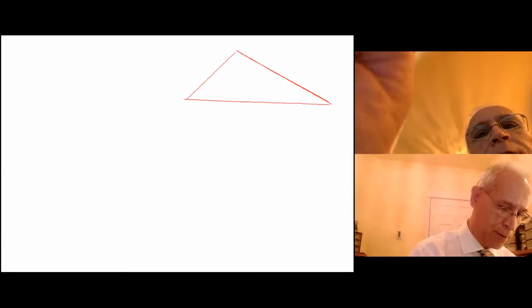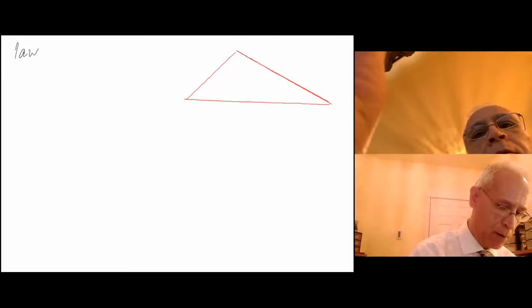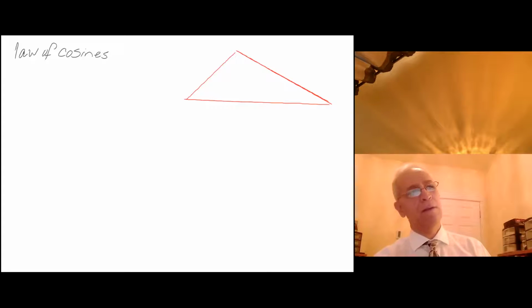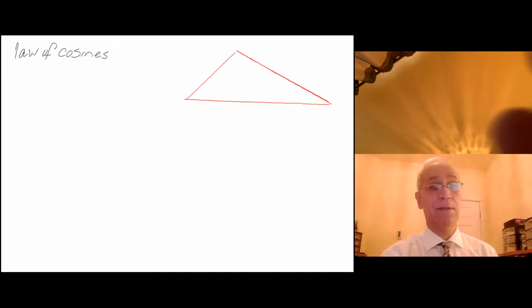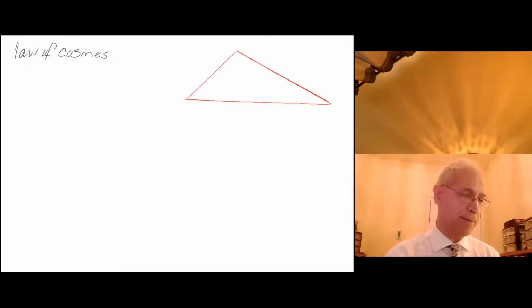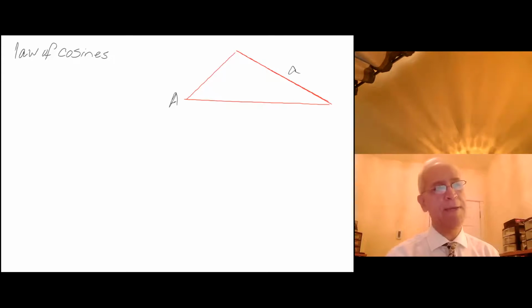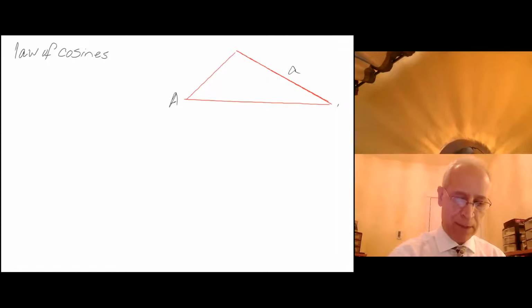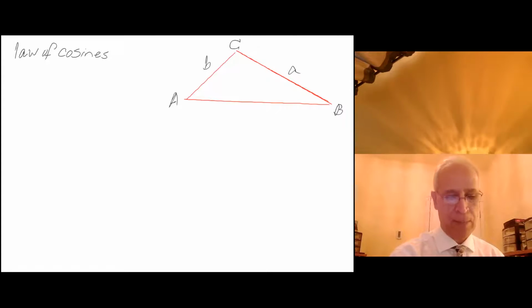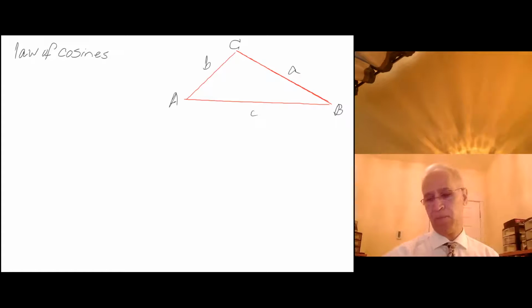Law of cosines. So I do have this triangle. It definitely is not a right triangle. Let's call this angle A, and the side opposite, lowercase a. Let's call this angle B, side opposite B. And let's call this angle up here C, and so this side is going to be c.